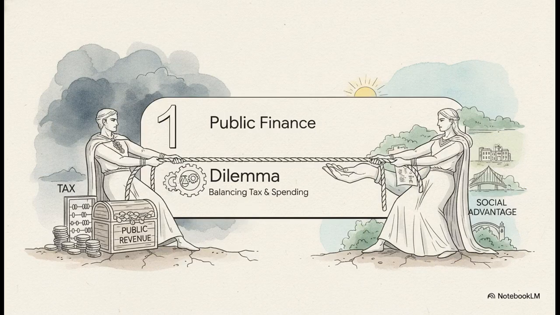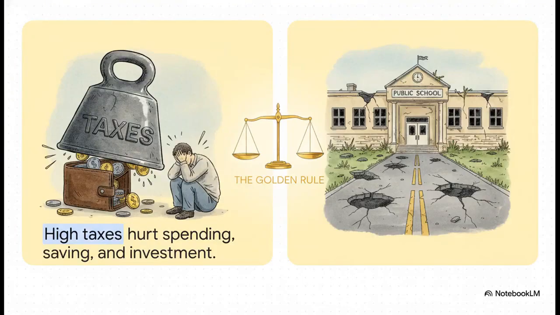Section 1. The public finance dilemma. So, governments are kind of caught in a massive trap. It's a constant push and pull. On one hand, if the government collects way too much tax, it actively hurts your ability to spend, save, or invest. It totally stifles economic energy. But, and it's a big but, if they tax too little and spending drops, our essential services suffer. Roads crumble, education falters, and overall social welfare just declines. What governments desperately need is a golden rule to balance this scale.